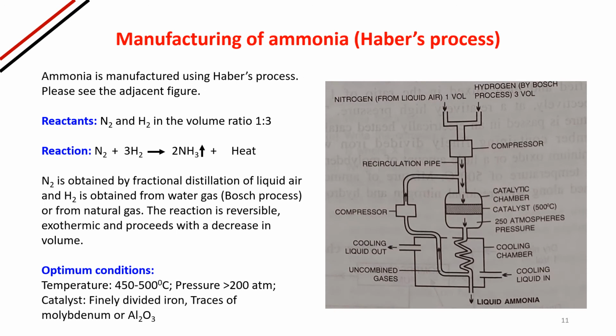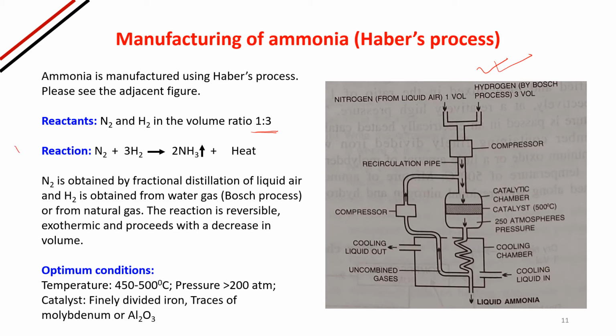This is very important: manufacture of ammonia by Haber's process. This is the industrial process for manufacturing ammonia. Ammonia is manufactured using Haber's process. This is the figure. Reactants taken for this are nitrogen gas and hydrogen gas in the volume ratio 1:3, that is 1 part nitrogen and 3 parts hydrogen.